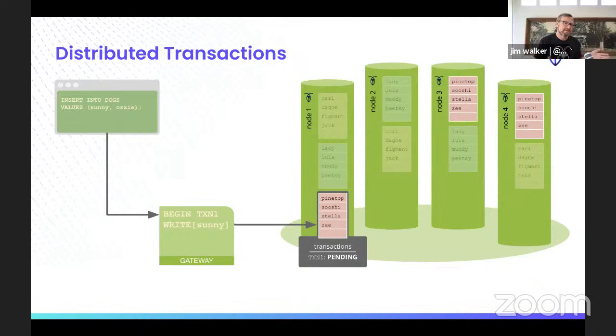Now, every SQL statement you write actually gets broken down into these statements, right? The transactional statements underneath in a database. So I'm going to begin the transaction, and the first thing I want to do is write Sunny. So I'm going to go find the Raft leader for Sunny. I'm going to say, hey, let's do this, and there's some special rows in this range that allow us to track transactions and whatnot, right? And so we're going to say, hey, it's pending.